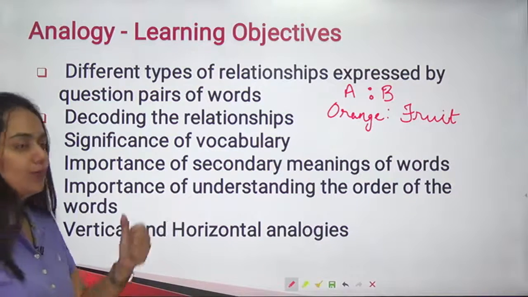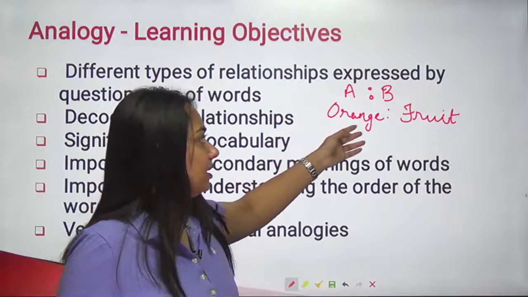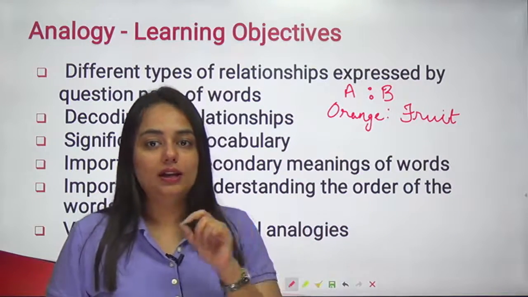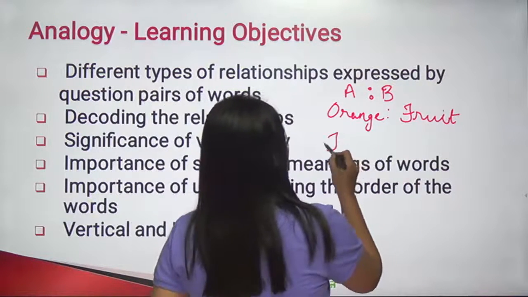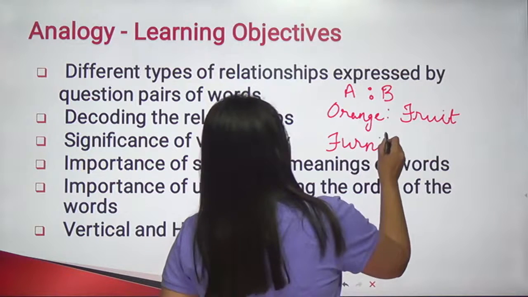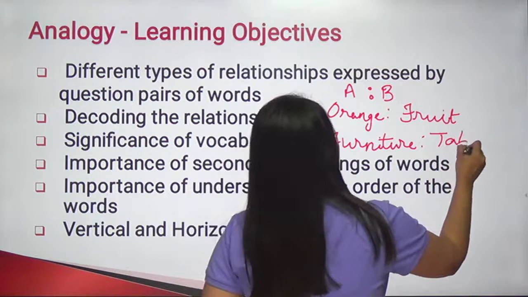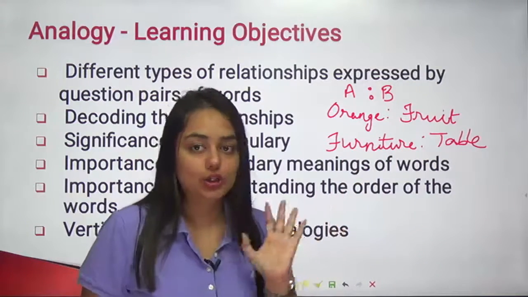Now what is this point? For example this one, I said A is a type of B. I could not say B is a type of A. In example, let's say you get an option which is furniture is to table. Now table is a type of furniture, so the relationship is same.